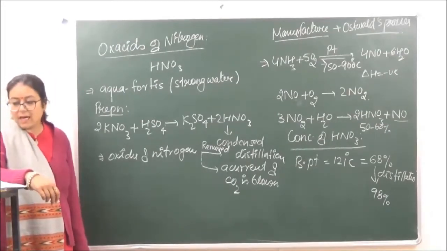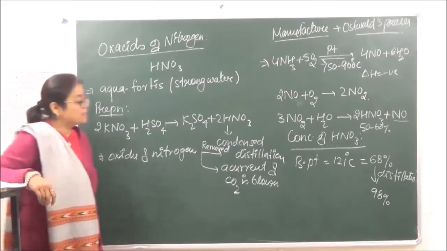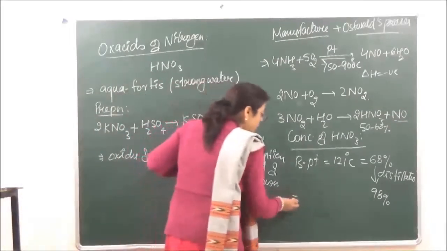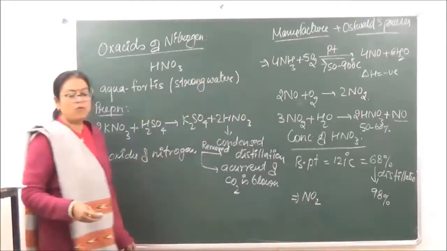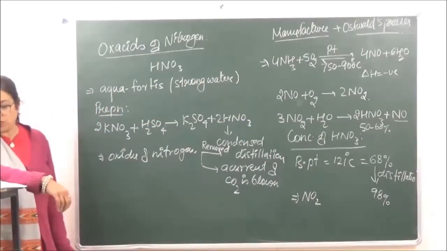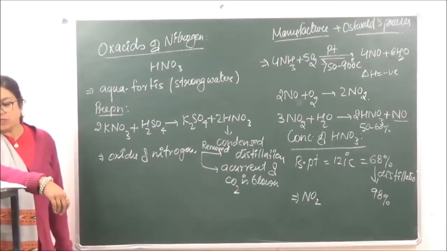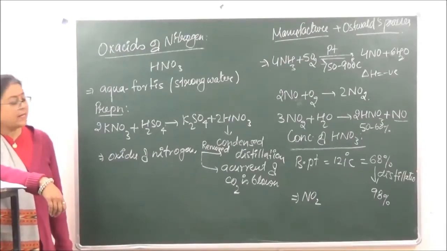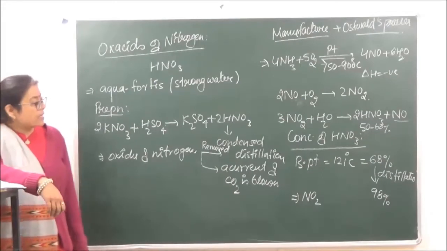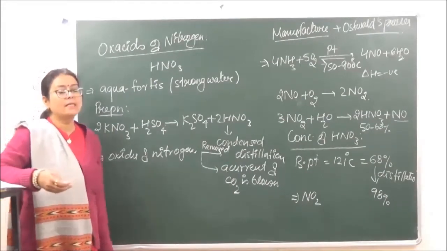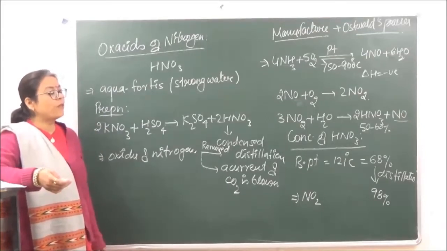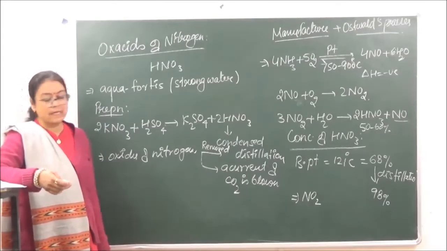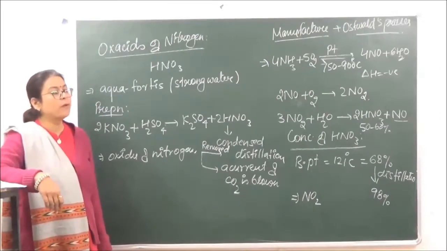Then we come across a term which is known as fuming nitric acid. Fuming nitric acid क्या होता है? Fuming nitric acid में there are impurities of nitrogen dioxide, right? Now this nitrogen dioxide is brown in color, as a result of which we see brown vapors of nitrogen dioxide on the surface of nitric acid. That is why it is known as fuming nitric acid.